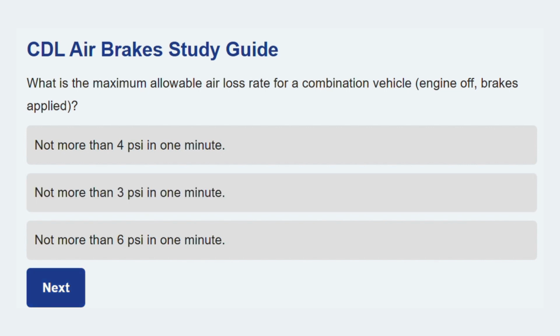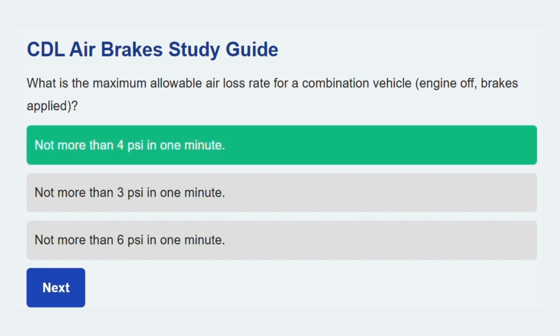All right, let's see. What is the maximum allowable air loss rate for a combination vehicle? Engine off, brakes applied. Not more than 4 psi in 1 minute. Combination vehicles have more air lines and connections, so a slightly higher acceptable leakage rate is allowed.